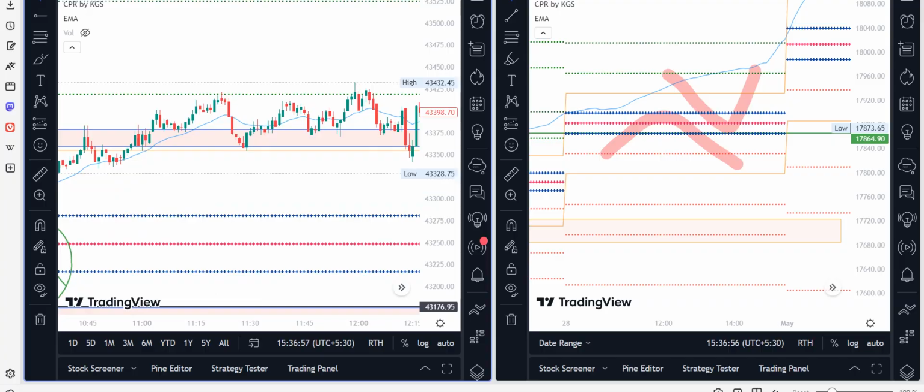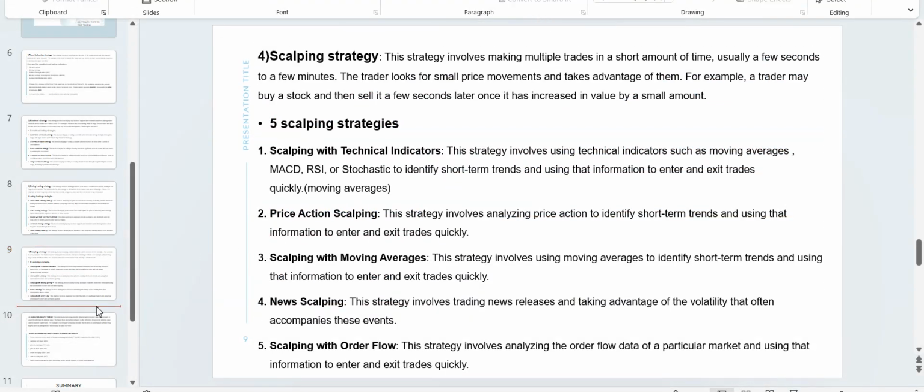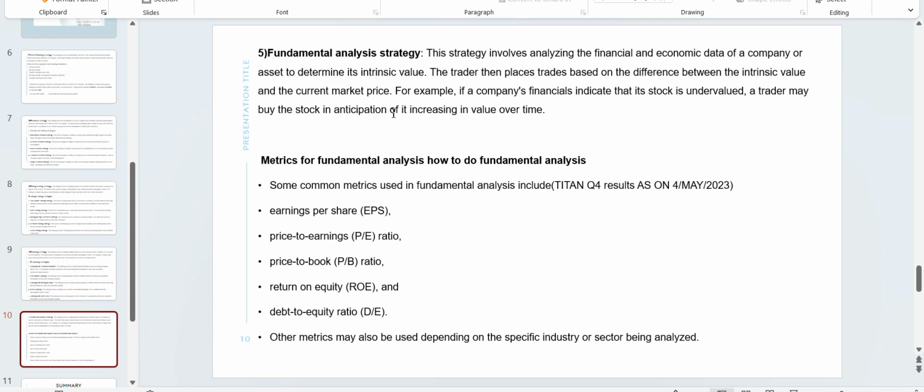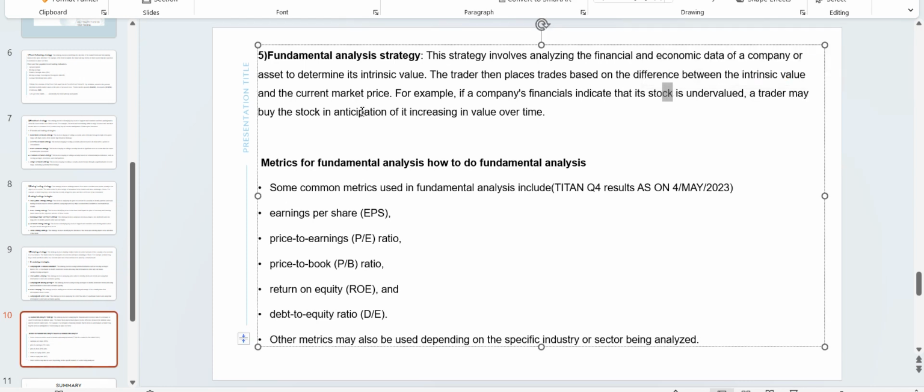Now, the last one is the fundamental analysis strategy. I have already discussed this, but I will tell you what it is. This strategy involves analyzing the financial and economic data of a company or asset to determine its intrinsic value. The trader then places trades based on the difference between the intrinsic value and the current market price. For example, if a company's financials indicate that its stock is undervalued, a trader may buy the stock in anticipation of it increasing in value over time.